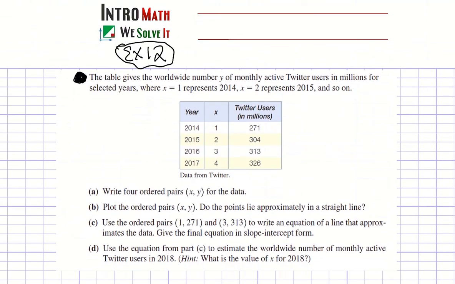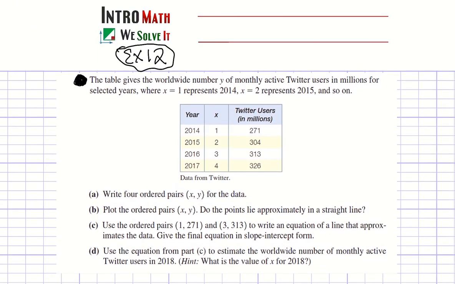Okay, here is the next problem. It's about Twitter. It says the table gives the worldwide number y of monthly active Twitter users in millions for selected years, where x equals 1 represents 2014, x equals 2 represents 2015, and so on. Then we're supposed to solve all this problem.